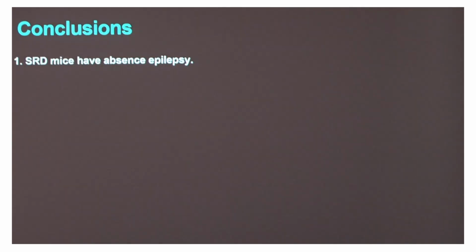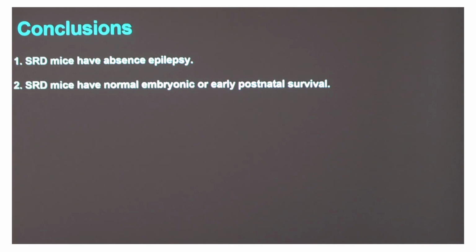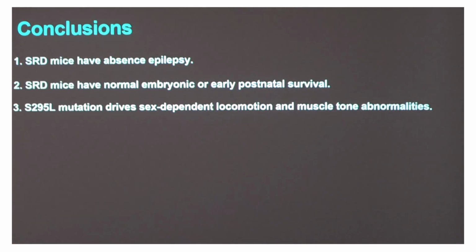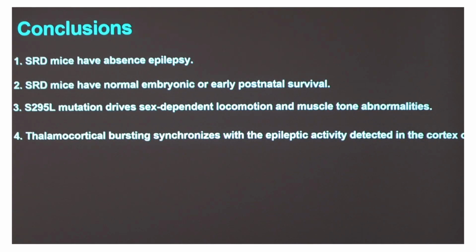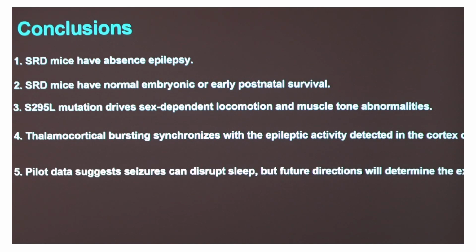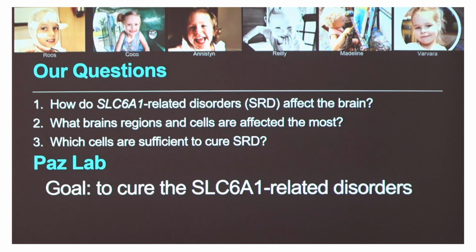And with that, I'll conclude that SRD mice have absence epilepsy. Mice have normal embryonic and early postnatal survival. They have sex-dependent locomotion and muscle tone abnormalities. And the thalamocortical bursting synchronizes with epileptic activity detected in the cortex. And the pilot data suggests seizures can disrupt sleep, but future directions will determine whether that's the case or not.